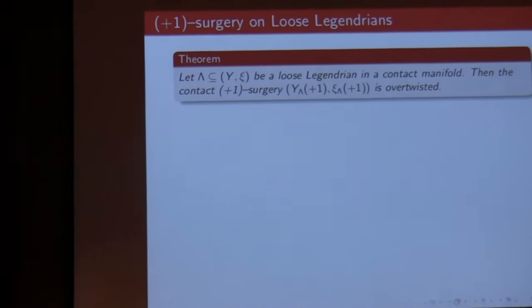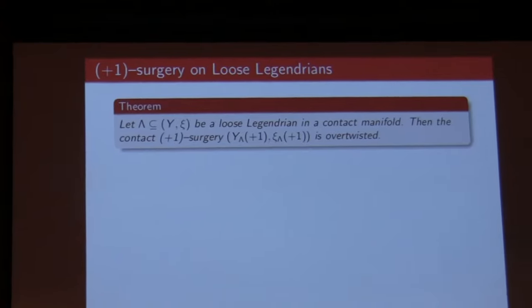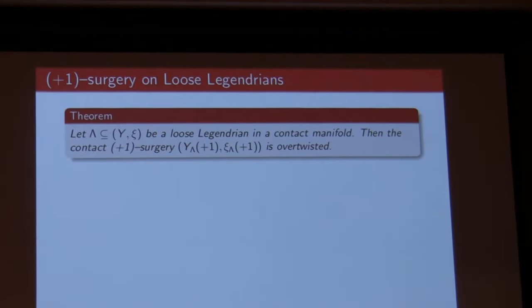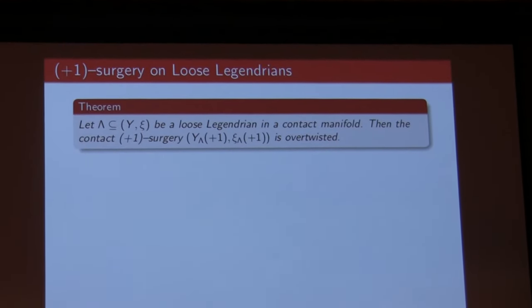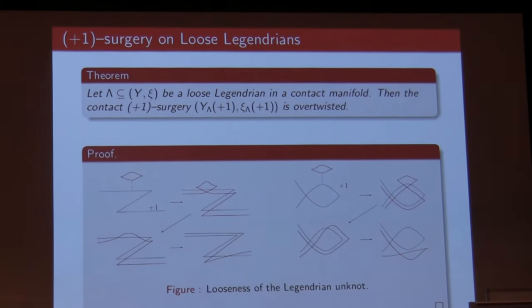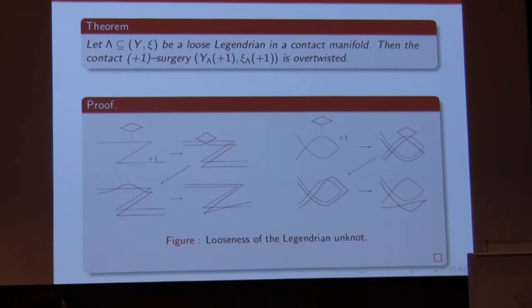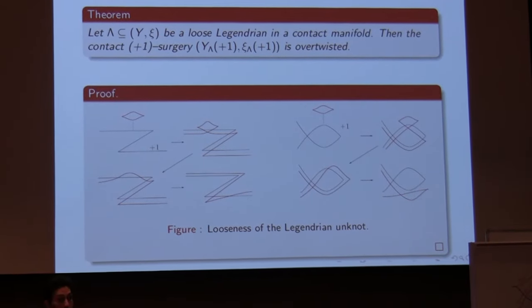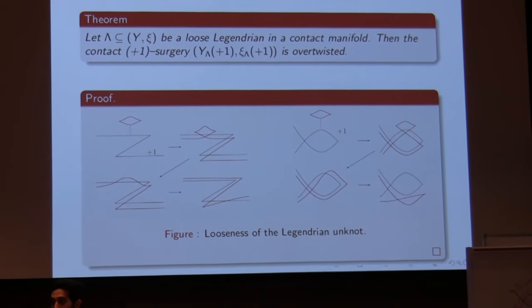So here, imagine you have a loose Legendrian in a contact manifold, and then you perform plus one surgery. Well, maybe the contact manifold you obtain is overtwisted. Now the proof is completely immediate. Here it is. The only thing you have to prove is that in the new manifold, the knot is loose. So again, you just do a Legendrian handle slide.